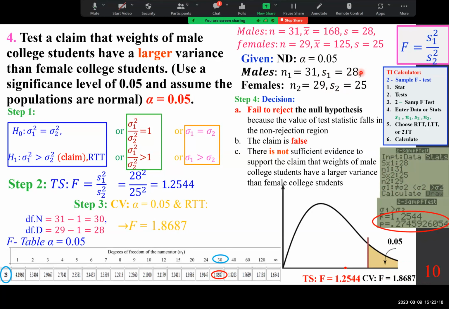So, number one, here's the test statistic that we calculated. Number two, the p-value is 0.2746 in this case, which makes it larger. Larger than alpha. What was the choice of alpha? 0.05. Definitely larger than alpha. And that gives you the same decision.